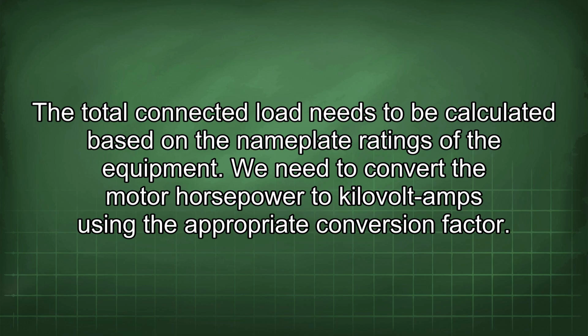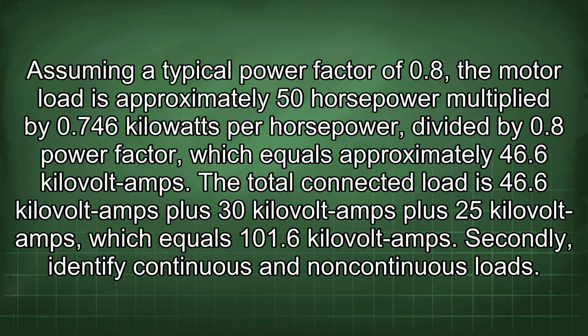We need to convert the motor horsepower to kilovolt amps using the appropriate conversion factor. Assuming a typical power factor of 0.8, the motor load is approximately 50 horsepower multiplied by 0.746 kilowatts per horsepower divided by 0.8 power factor, which equals approximately 46.6 kilovolt amps. The total connected load is 46.6 kilovolt amps plus 30 kilovolt amps plus 25 kilovolt amps, which equals 101.6 kilovolt amps.